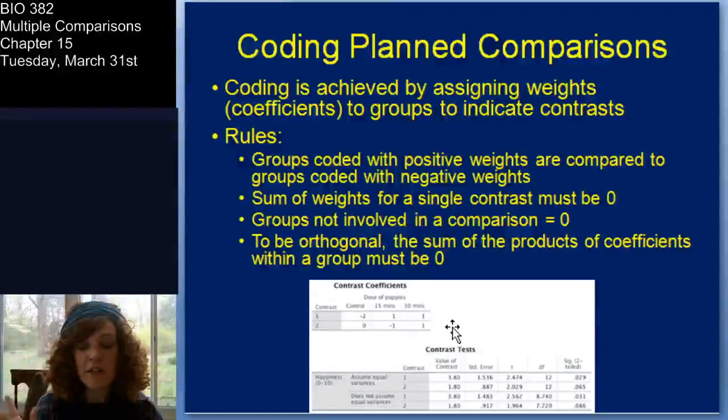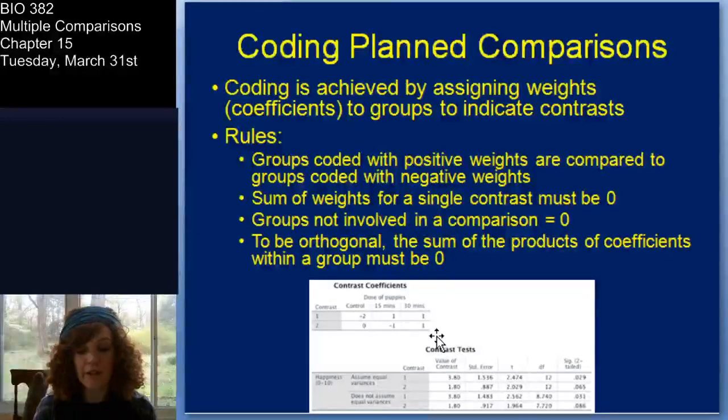You can do this. So look down here. Let's just break it down. So the products of coefficients within a group. So you're just multiplying this way, up and down. So -2 times 0 is 0. Okay. -1 times 1 is -1, and +1 times +1 is +1. So here you have 0, -1, and +1. Those are the products of your coefficients, and then you sum them. So 0 minus 1 plus 1 is 0. So these are orthogonal contrasts.